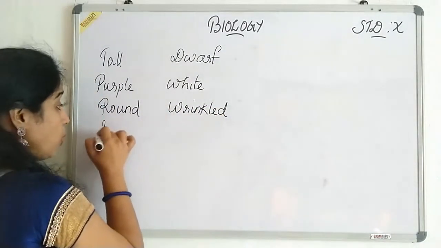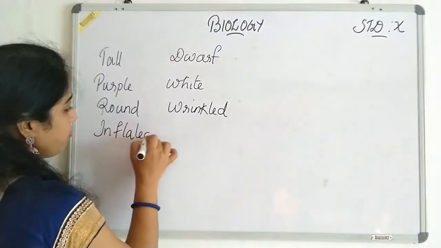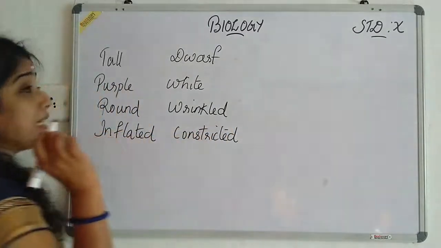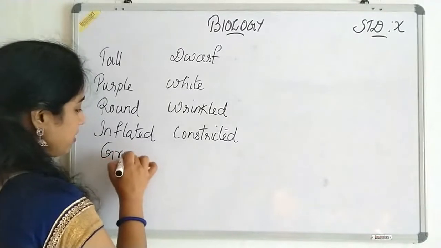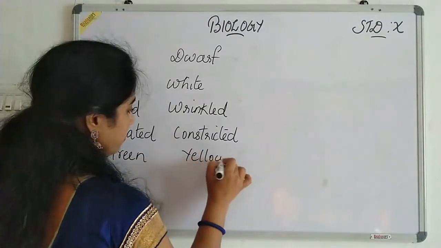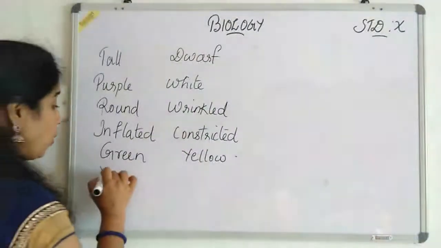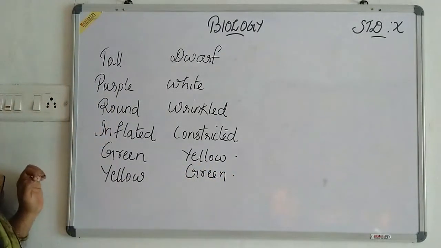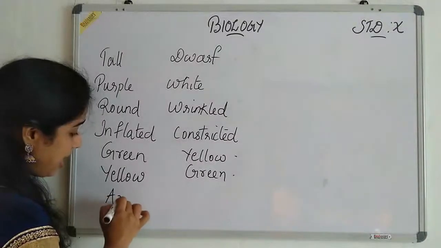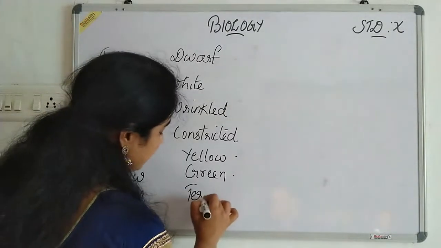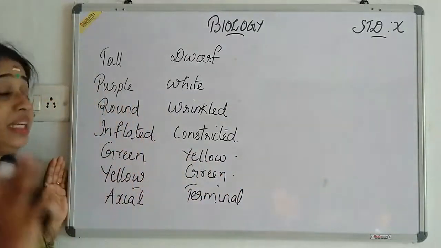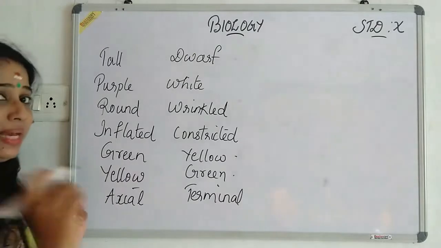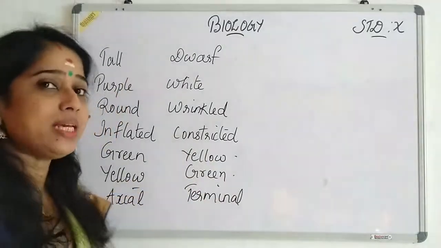Then the shape of the pod, it is inflated. Next one, it is constricted. Color of the seed, green, yellow. Color of the pod, that is yellow, green. And position of the flower, that is axial and terminal. So these are the 7 contrasting characters that made Mendel select the garden pea plant for doing his experiment.